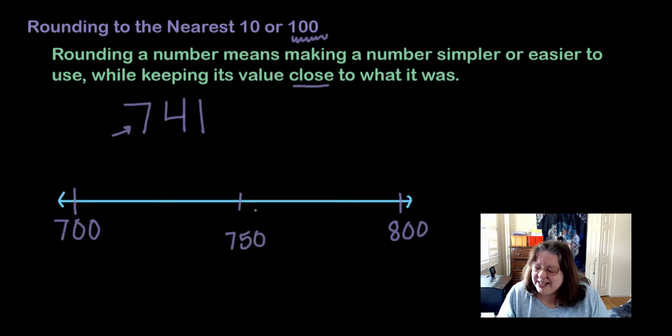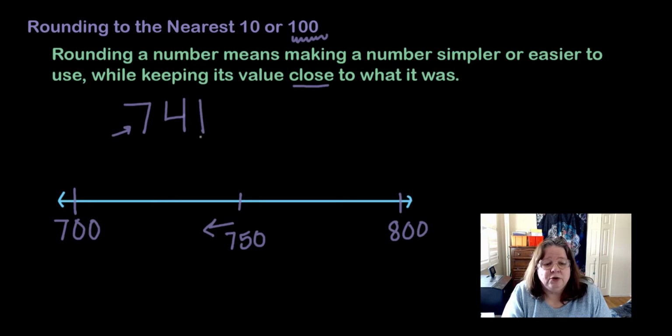Do you see how I did that? I used something I knew to help me with something that maybe I didn't know. You can do that too. It takes a little practice, but you can do it. Now, anything that's on this side of the 750, we're going to round down. If our number falls on this side, we're going to round up.